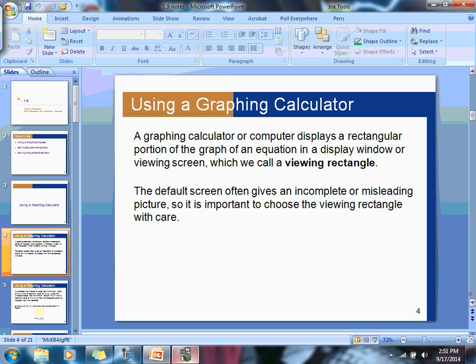Now when we use a graphing calculator, we have to remember that we can plug in equations and we can graph them and we can see them. However, that screen that we're looking at, it's called the viewing rectangle, and it's a rectangle. Even though we can set it to any kind of dimensions we want, that view isn't going to be 100% accurate all the time. So we do have to remember that we need to estimate what's on the calculator, and we might need to adjust what we're viewing as well.